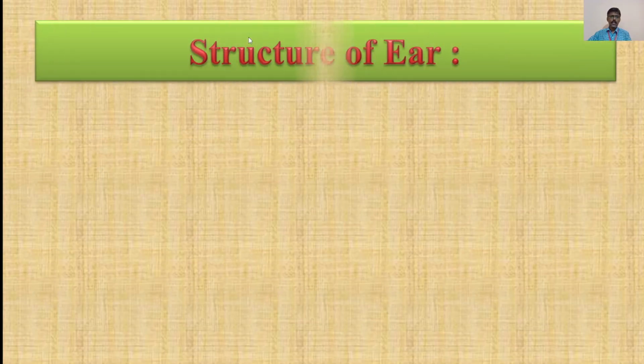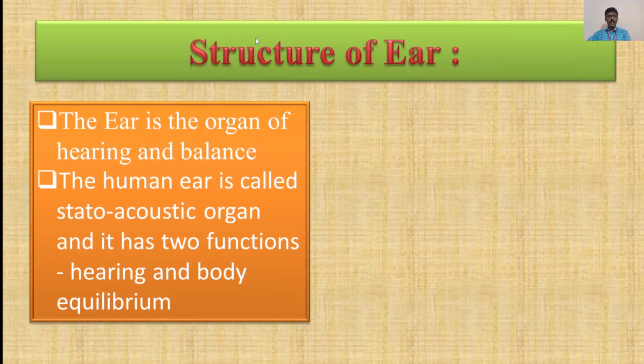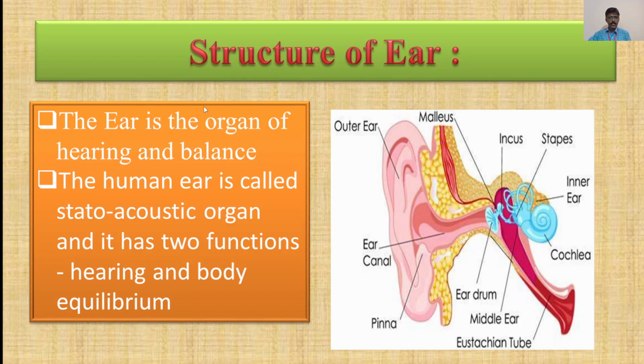Now moving towards the next sense organ, the ear. Now the first point is the structure of the ear. Now this diagram is here. The ear is the organ of hearing and balance. The human ear is called the statoacoustic organ, and it has two functions. Firstly, hearing and body equilibrium. What are those functions? Hearing and body equilibrium or body balance.